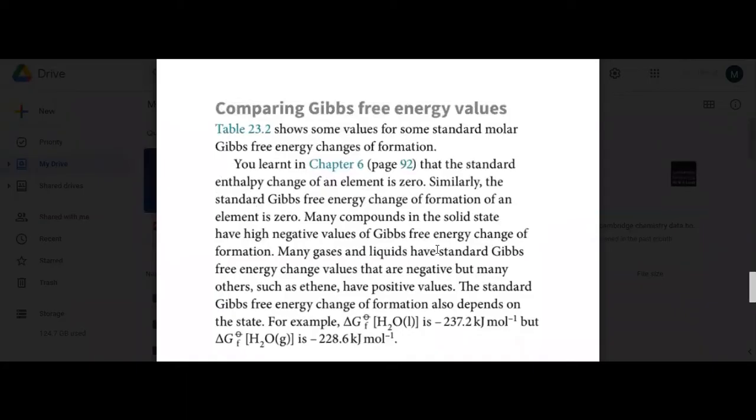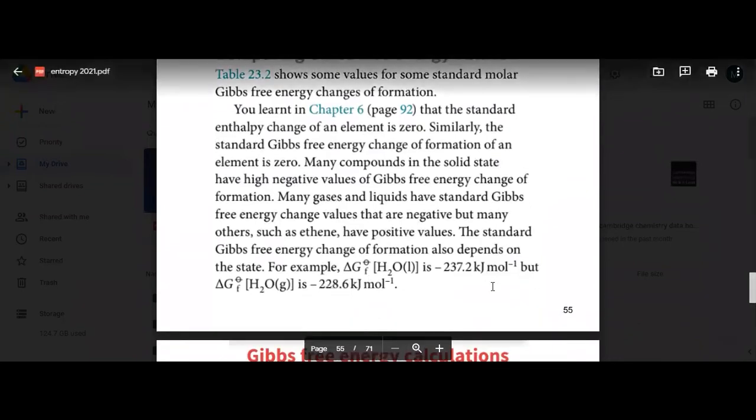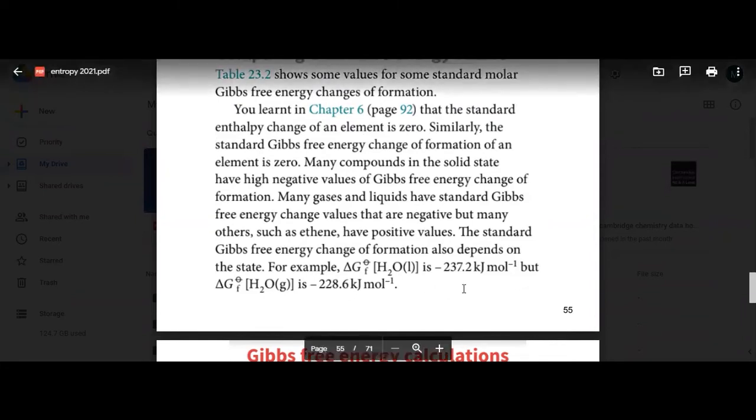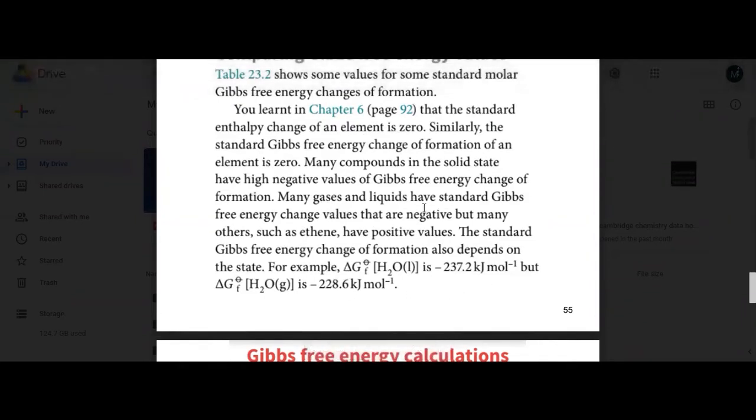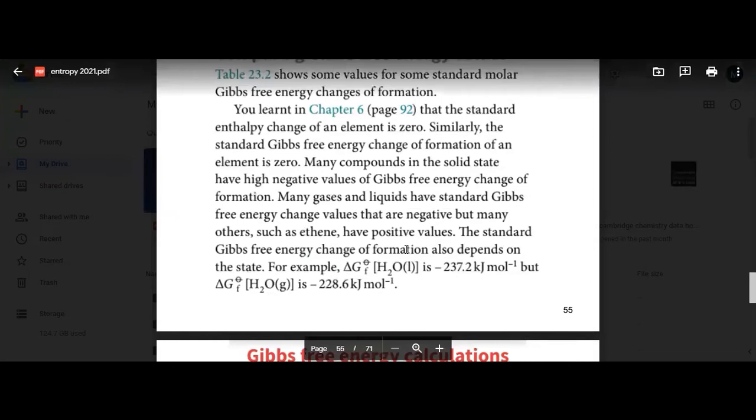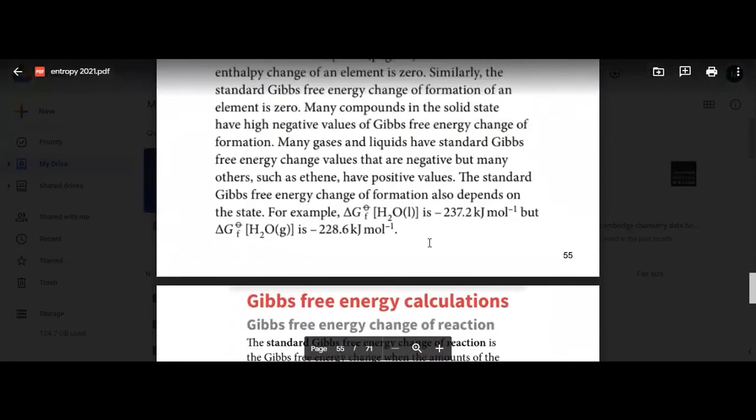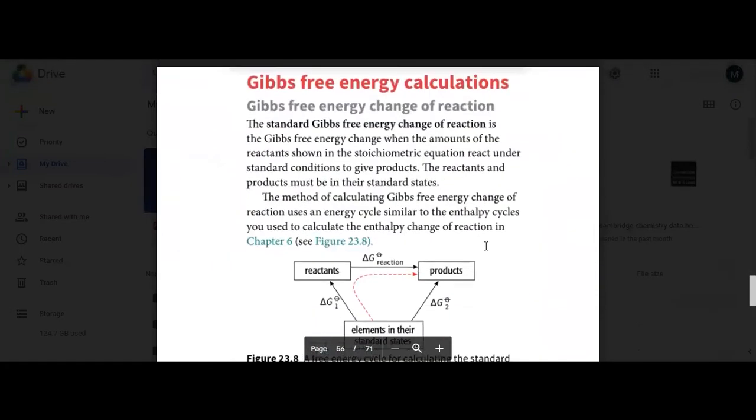Okay, this is just about comparing the delta G_f. For H2O, delta G_f is negative 237, but for another state of H2O, delta G_f is negative 228.6. So many gases and liquids have standard free energy change values that are negative, but many others have positive. This is just information for all of you.